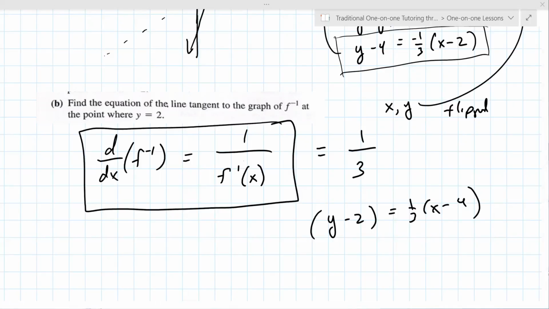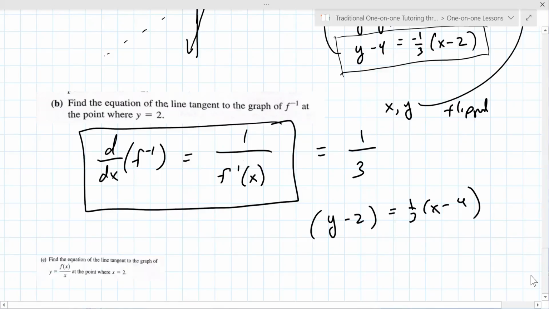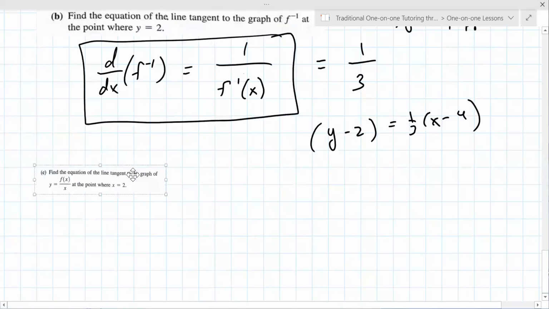I bet a lot of people in your class have questions about that one, especially if you haven't done inverses. So maybe ask what the instructor is expecting. Part C we can definitely do.